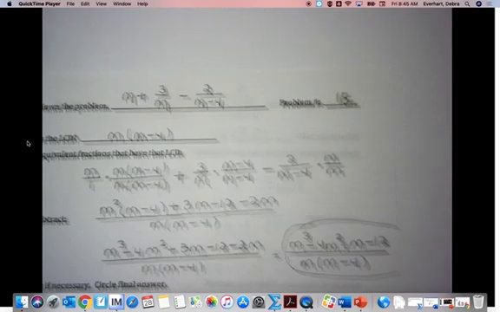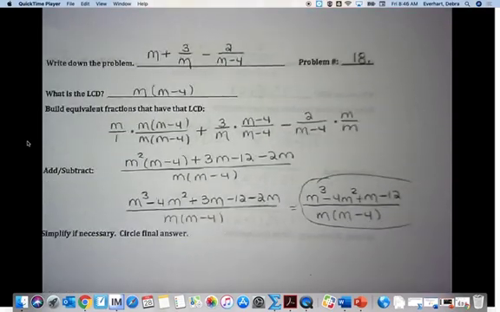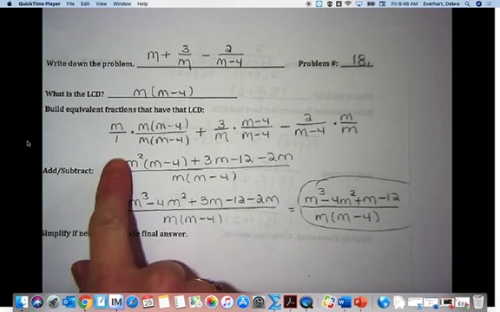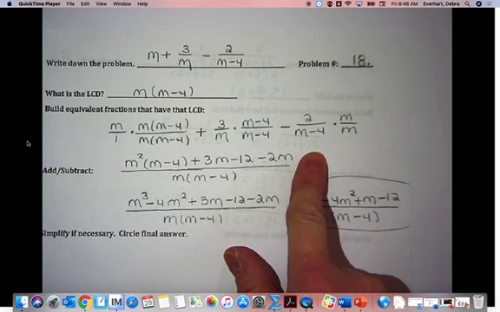18, if I can find mine. Here we go. Part of the problem I had on this, they use m's, so this was different. But if there's not a denominator, we assume it is 1, right? So this is m over 1. So the LCD is m and m minus 4. So I have 3 fractions that I need to build: m over 1, 3 over m, and minus 2 over m minus 4.